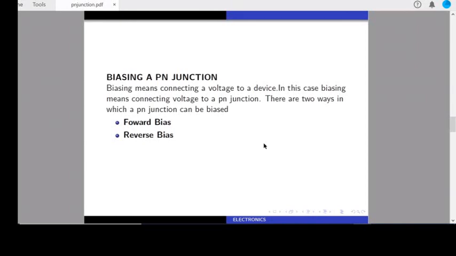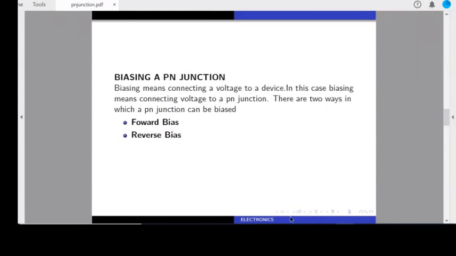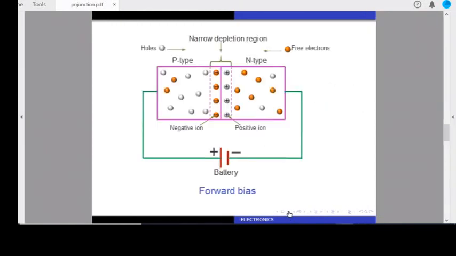Biasing a p-n junction. In electronics, biasing means applying a voltage or a current to a device. So in this case, when we apply a voltage or a current to a p-n junction, we are saying that we are biasing the p-n junction. There are two ways of biasing a p-n junction. Number one, we have the forward bias, and number two, we have what we call the reverse bias. Forward bias.